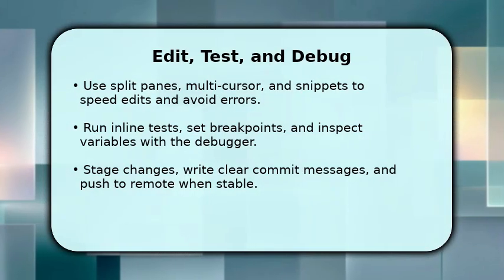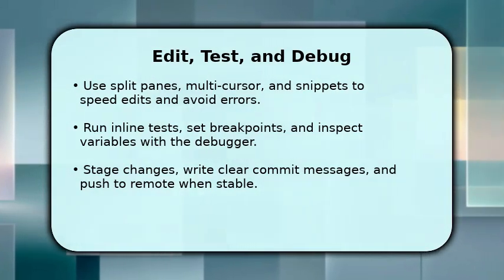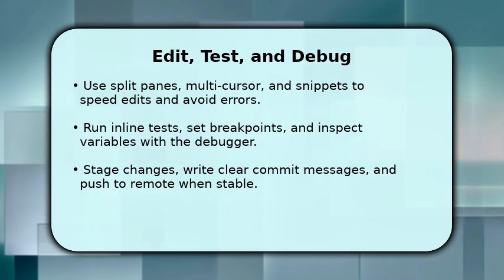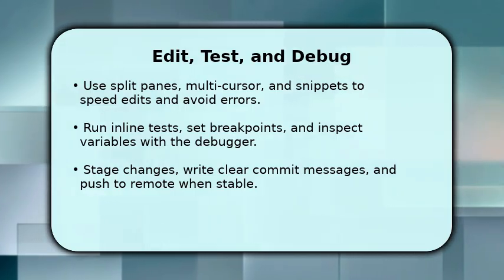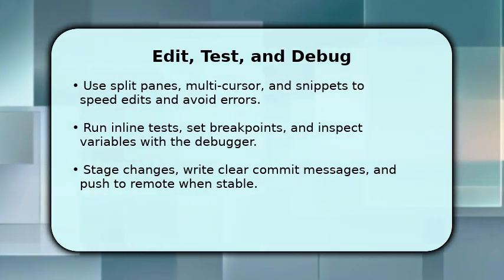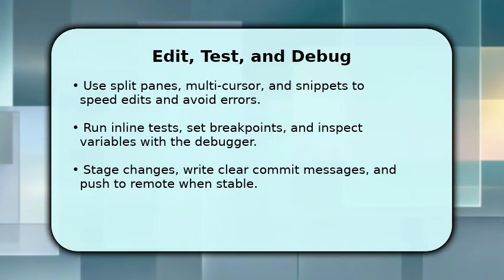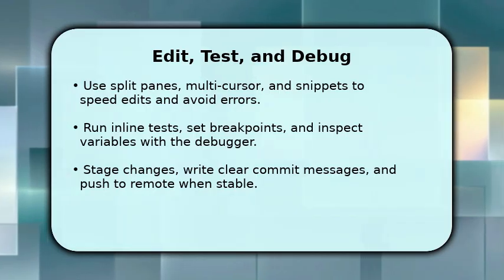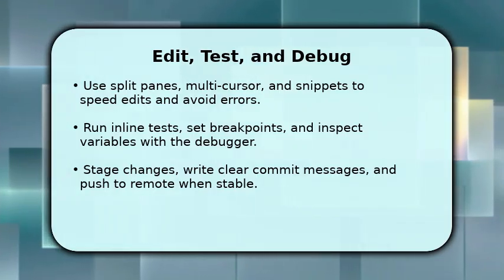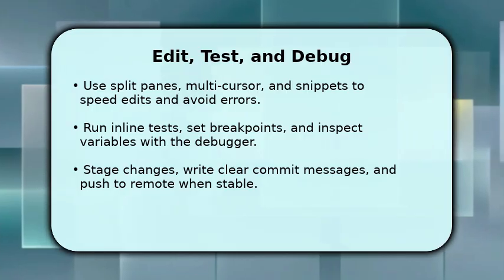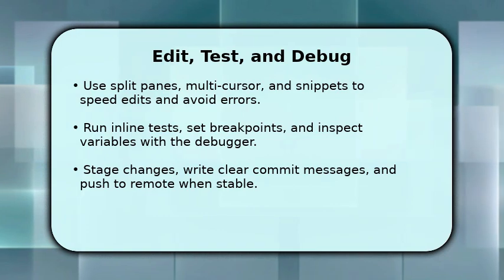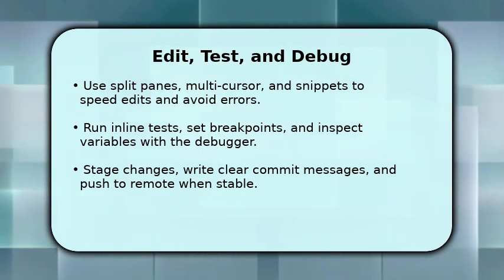You now write and verify code. Use multi-cursor and snippets to apply repetitive changes quickly and split panes to compare files. While coding, run small tests or the test suite. When behavior diverges, set breakpoints and step through code with the built-in debugger to inspect variables and call stacks. Once a change passes tests, stage and commit logically grouped changes with informative messages, then push to the remote repository. This sequence keeps your workflow focused and reduces integration friction.